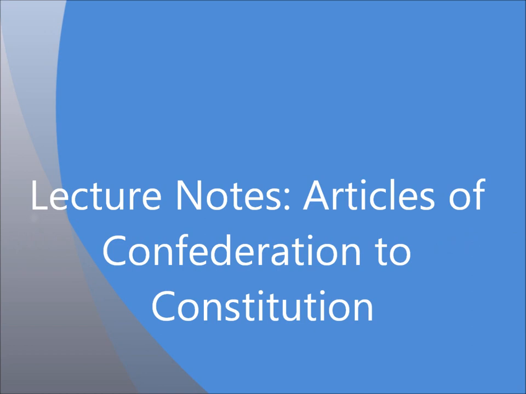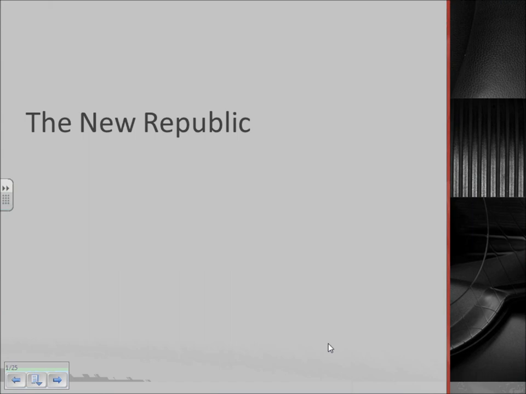Okay, so we're talking about the New Republic. What we're going to focus on is the Articles of Confederation that are in place in the government of the United States post-American Revolution and how that progresses into the United States Constitution.